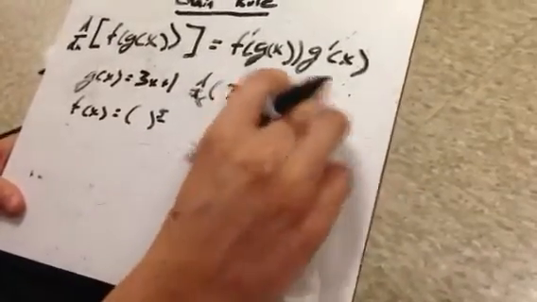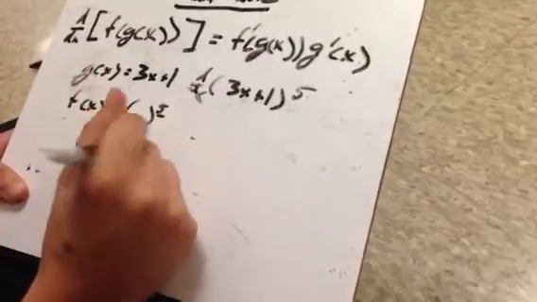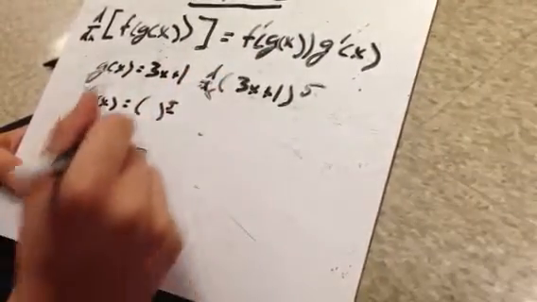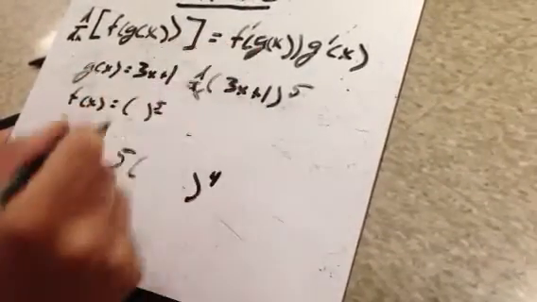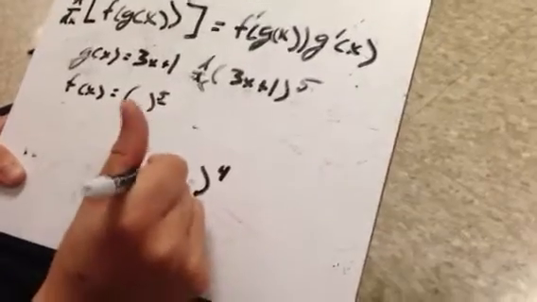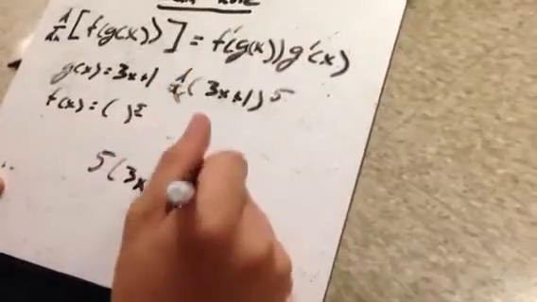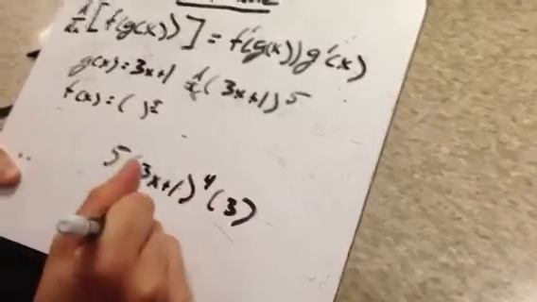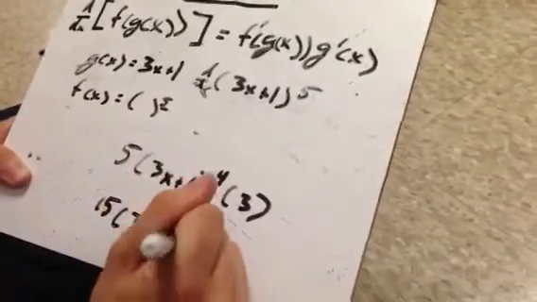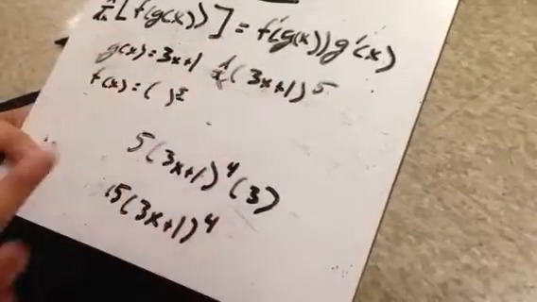So if you were doing it to the fifth, then it'd be (3x plus 1) to the fifth. So f prime, so something to the fifth. So you bring down the 5, and it's something raised to, so now that's going to be raised to the 4th. So it's that, raised to the 4th, and then g of x is, we're still using 3x plus 1, so it's (3x plus 1) to the 4th, times g prime of x, which is still 3. So that becomes 15 times (3x plus 1) quantity to the 4th, and that is the derivative of (3x plus 1) to the 5th.